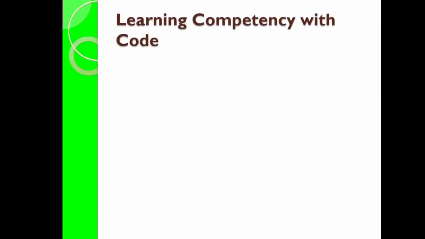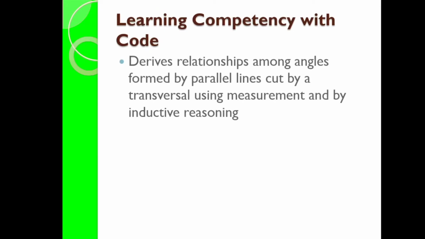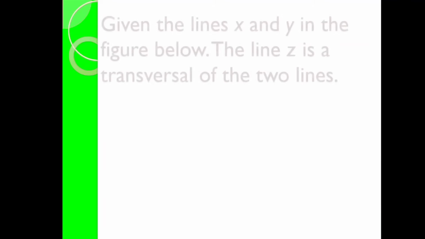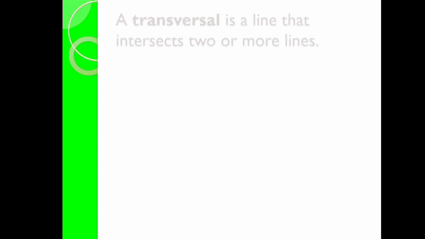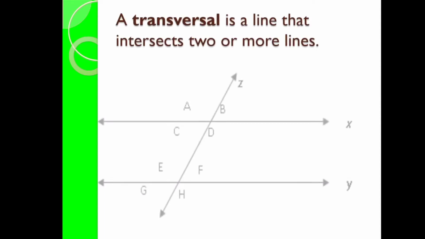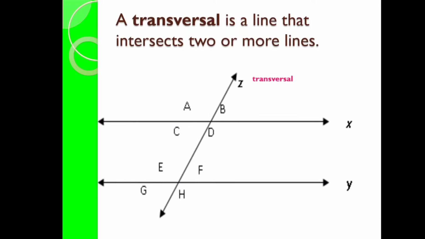After performing all the learning tasks in this learning activity sheet, you are expected to derive relationships among angles formed by parallel lines cut by a transversal using measurement and by inductive reasoning. Let us start. Given the lines x and y in the figure below, the line z is a transversal of these two lines. What is a transversal? It is a line that intersects two or more lines. In this figure, z intersects lines x and y at two distinct points, forming different angles.